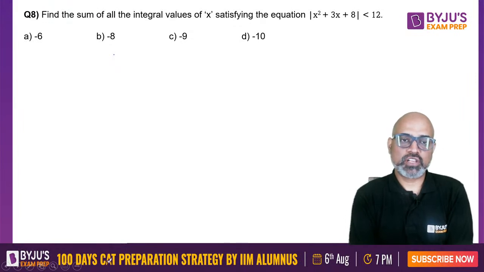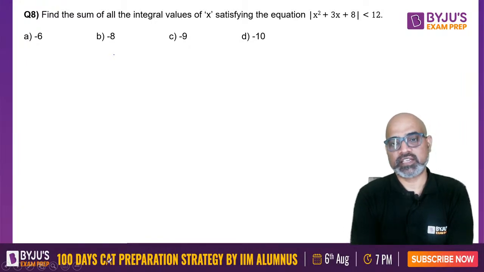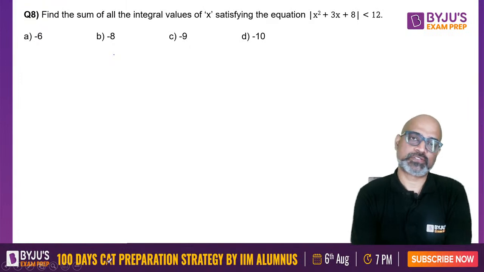Find the sum of all integral values of x. Again, you have to figure out only integer values which satisfy the equation mod of x square plus 3x plus 8 is less than 12.